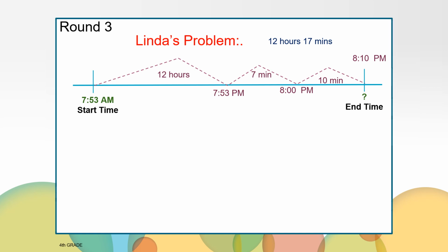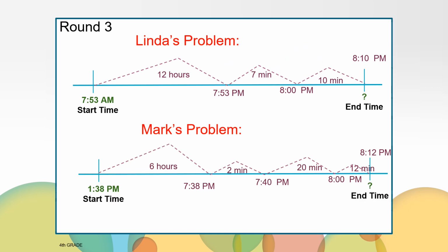Linda knew that if the train started traveling at 7:53 a.m. and traveled for 12 hours, it would be 7:53 p.m. She knew she had 17 more minutes to add, so she split that up into a jump of 7 minutes and 10 minutes. Her train arrives at 8:10 p.m.